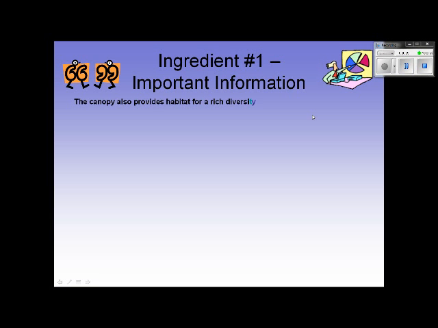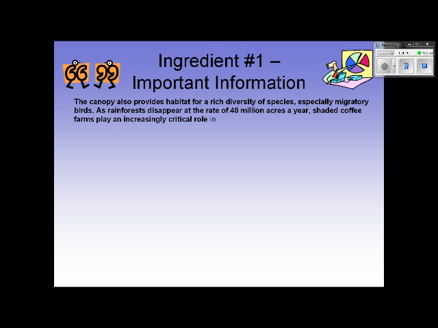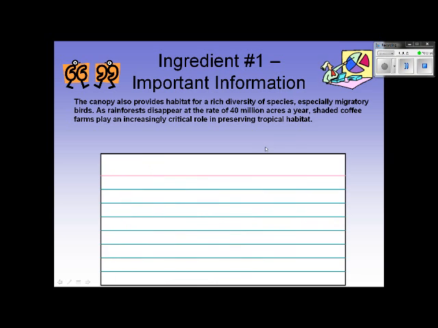Now, this is a piece of highlighted information from my article: "The canopy also provides habitat for a rich diversity of species, especially migratory birds. As rainforests disappear at a rate of 40 million acres a year, shaded coffee farms play an increasingly critical role in preserving tropical habitat." So I have my blank note card here, and there's a lot of information in these two sentences. So I may have a few bullets on this card to support my argument.